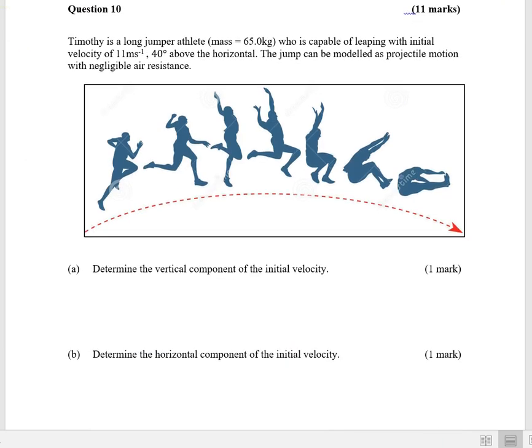I will move to question number 10. Timothy is a long jumper athlete, mass of 65 kilograms, who is capable of leaping with initial velocity 11 meters per second, 40 degrees above horizontal. The jump can be modeled as projectile motion with negligible air resistance. Determine the vertical component of the initial velocity. This part, I don't think you have much problem. If you have problem over here, you better do something.